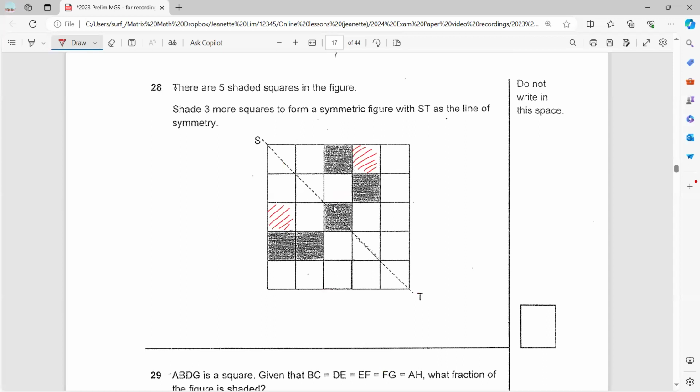So let's say I put here, can. If you want to put here, can. You want to put here, can. Put here, also can. Okay, so any square along line ST. Only with a square along line ST do you not need to put another square on the other side. So if you put along ST, you just need to shade one square.